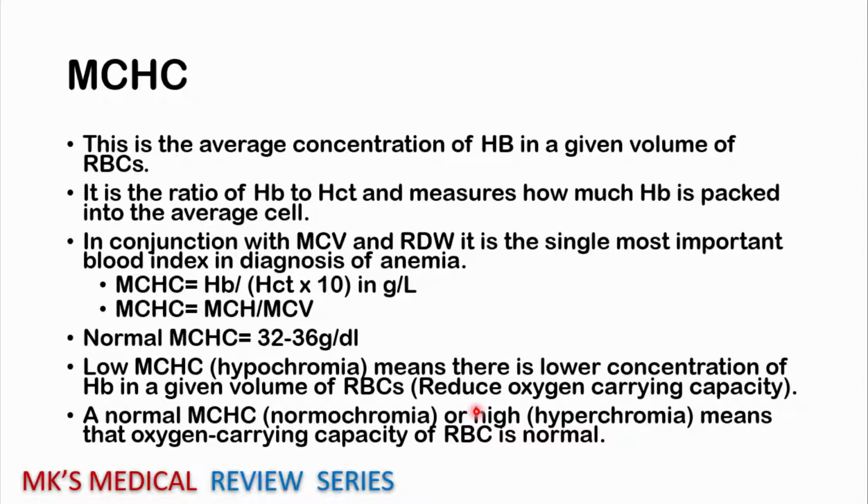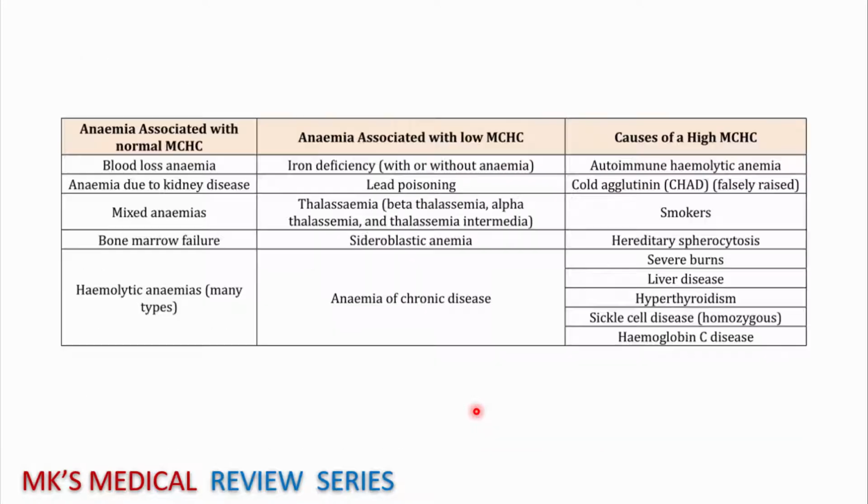So it's going to be meaning that they're going to be having lower concentrations of HB in a given volume of red blood cells. So there is a reduced oxygen carrying capacity. Then you may get a normal MCHC, so you refer to that as a normochromic type, which is 32 to 36. Sometimes you may get a high MCHC, which is hyperchromic, which doesn't necessarily mean that you have more HB than usual, because you can't accumulate more hemoglobin molecules in the red blood cells. So this just means that you have a normal oxygen carrying capacity.